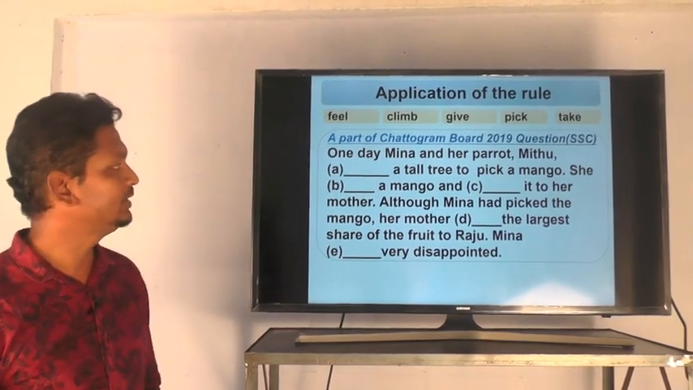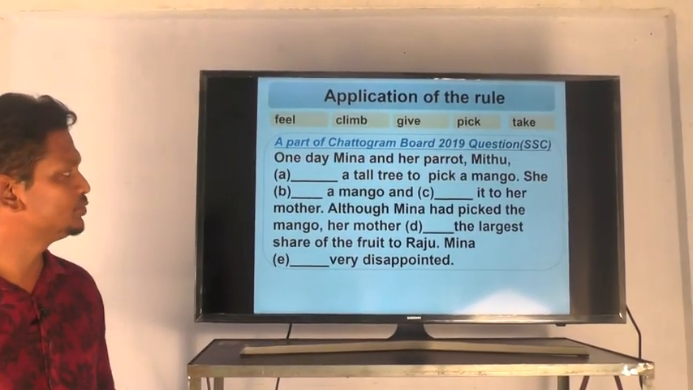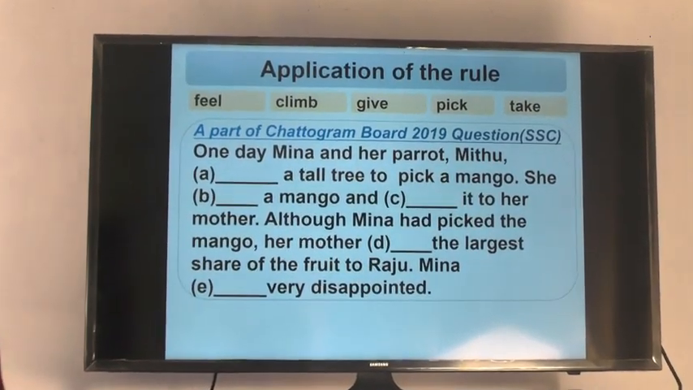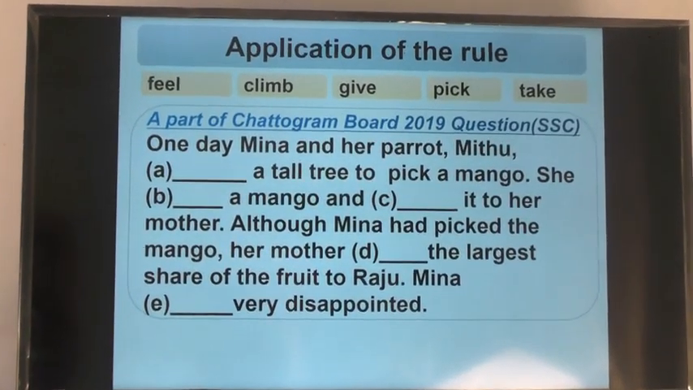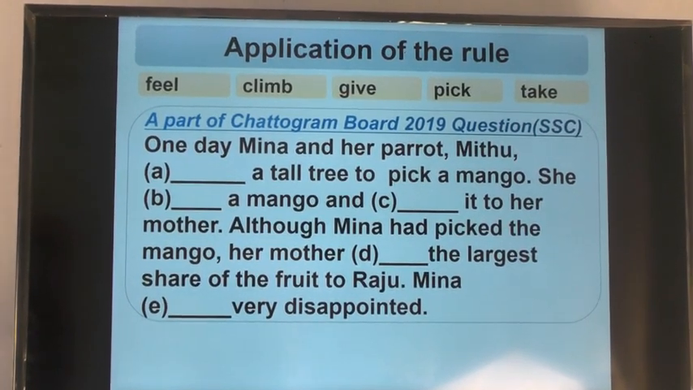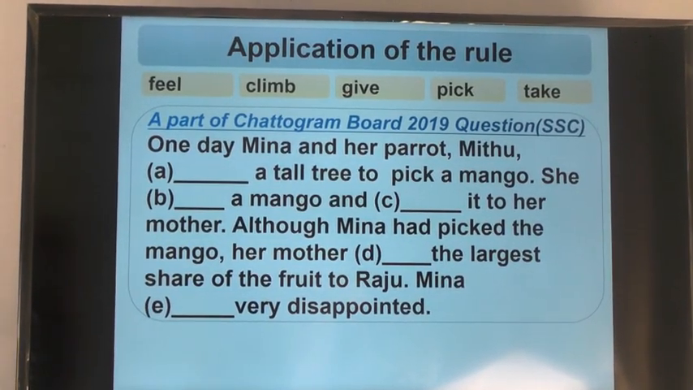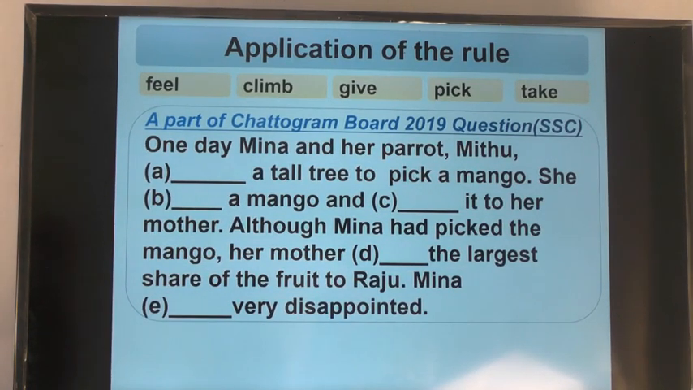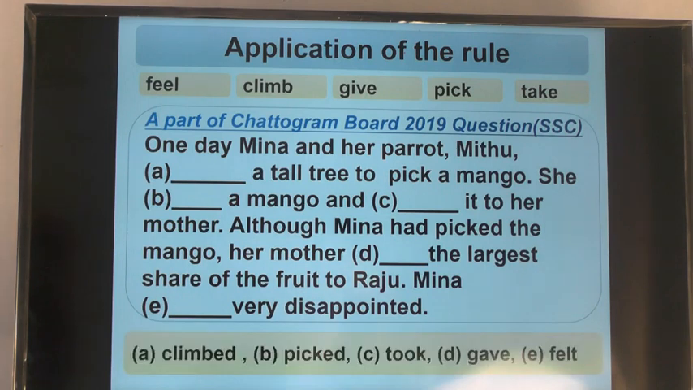The passage is, one day Meena and her parrot meet to a tall tree to pick a mango. She a mango and it to her mother. Although Meena had picked the mango, her mother the largest share of the fruit to Raju. Meena very disappointed. So dear students, I think that you have already chosen the verbs and used the verbs. So let's see the answer. Climbed, picked, took, gave, felt.